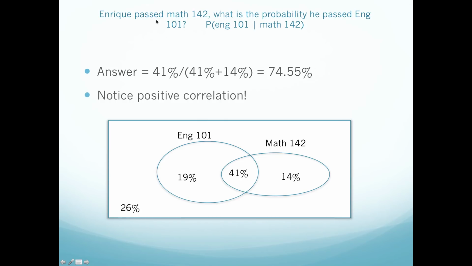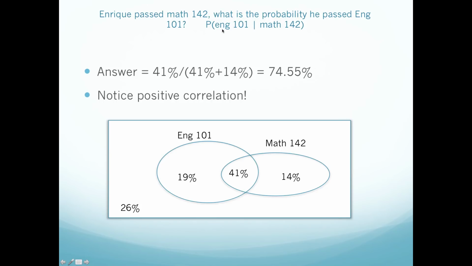Next question. Enrique passed Math 142. What is the probability he also passed English 101? Now let's review the way we write this in probability. Probability of passing English 101 given you know he passed Math 142. And you know that because you were told Enrique did pass Math 142.